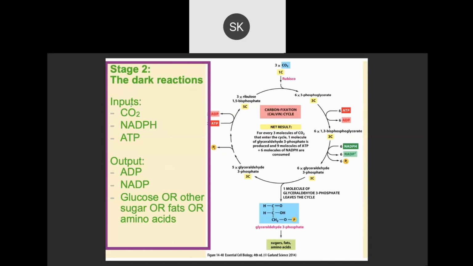Now, what we're going to get out of the dark reactions or the light independent reactions are the used up form of ATP, which is ADP, and used NADP, which is just the NADPH with the H removed. So both of these molecules can be reused in the next set of photo reactions. And then the real thing that we're interested in is the glucose or whatever other carbon-based molecule the cell is in need of at this time.